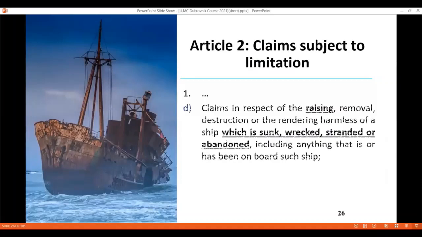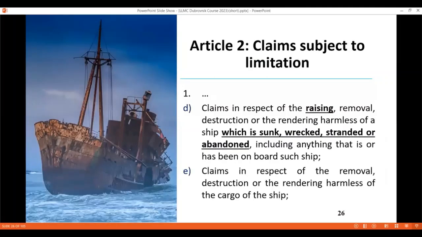One of the most important claims are wreck and cargo removal. Those are subject to limitation of liability. And if you speak about wreck removal, you will see that the convention provides for strict liability, but it doesn't provide limits. It ties them to the LLMC. So you may have strict and limited liability.